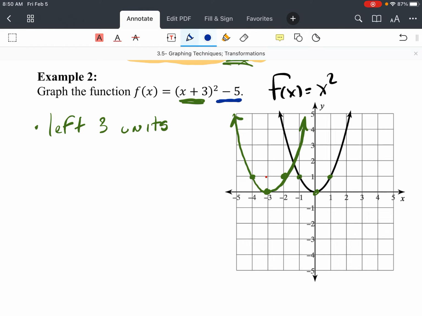However, we do have this as well. Now we're subtracting 5 from the outside. Remember, if it's on the outside of the parentheses, it's a vertical shift. So this is a vertical shift down 5 units. We're not shifting the black line now, we're shifting the green line, so these are building on top of each other. I'm going to take each of the points on the green line that I just graphed and shift them down 5 units.